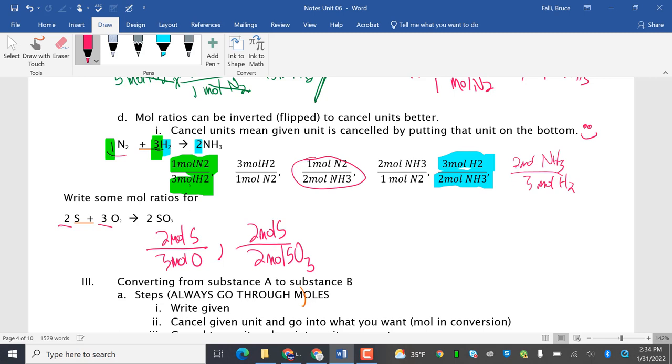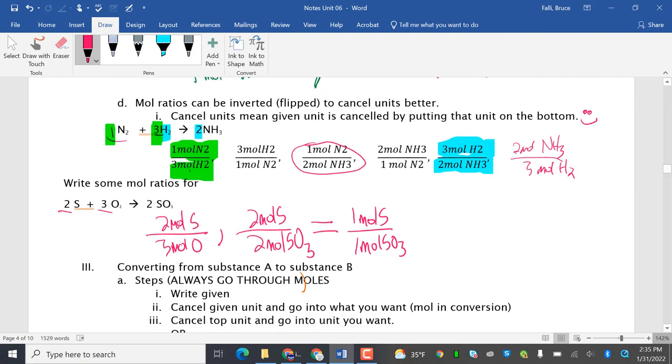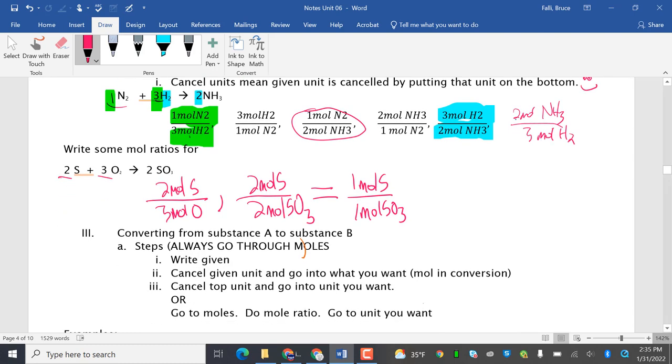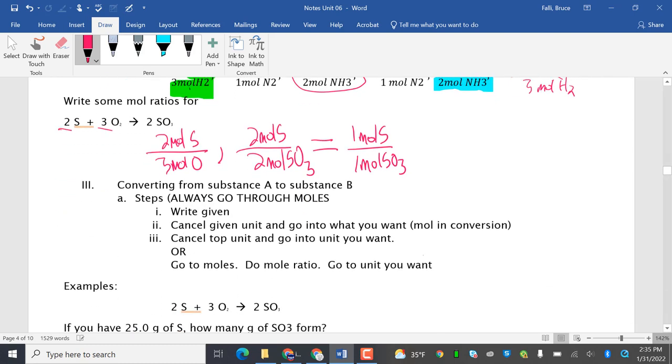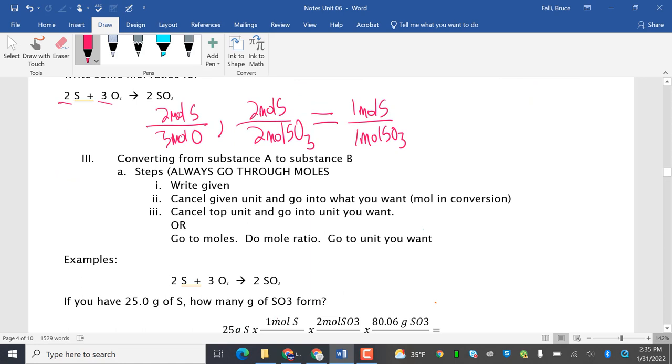Now, on this one, I prefer, and so do you, but it doesn't matter, 1 mole of S over 1 mole of SO3. What, you reduce it? Reducing it is okay, and it's preferred. It's the simplest form. It's not wrong if you don't, but people just talk about you behind your back about how you don't reduce fractions.